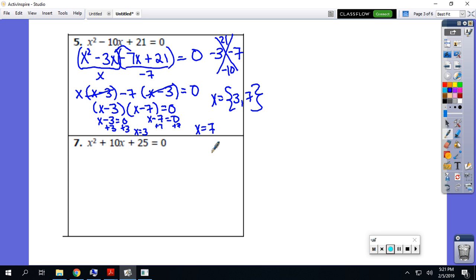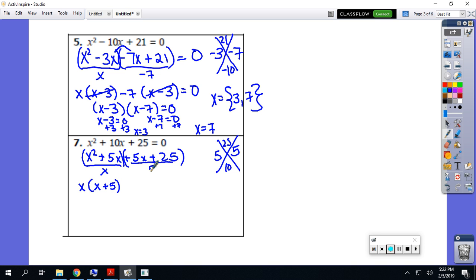Number 7, factors of 25 that add to be 10. Just doing lots of examples here. Factors would be 5 and 5. So I would get x squared plus 10x. I'm going to break apart that middle term to be plus 5x plus 25. I'm going to group. GCF of the first group is an x. Pull that out to get x squared divided by x is x. 5x divided by x is 5.